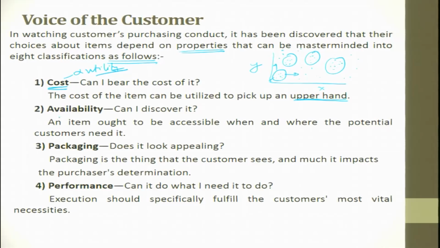And the second thing is, when you are developing products, you should also think of availability of resources within your close premises. So availability is the next thing, which is voice of the customer.